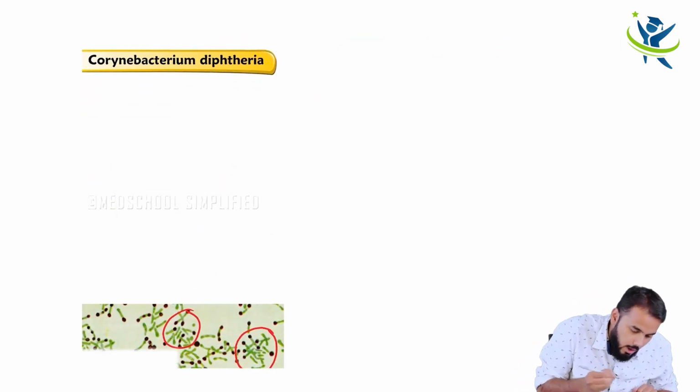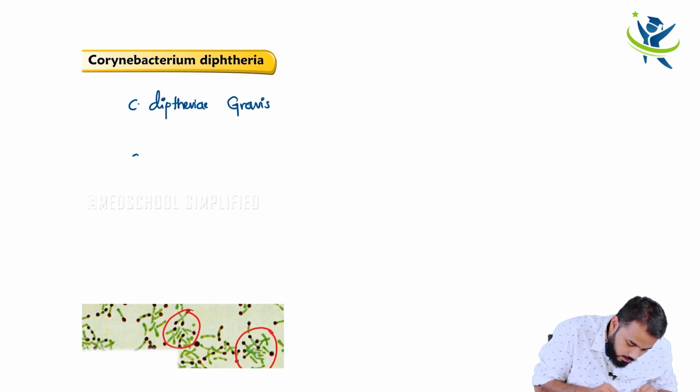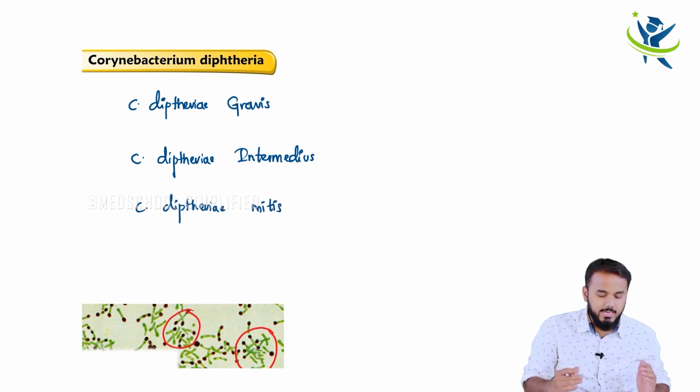Corynebacterium diphtheriae, how many types are there? Basically, we have C. diphtheriae gravis, right? We have also got Corynebacterium diphtheriae intermedius, and we have also got Corynebacterium diphtheriae mitis. So these are the three basic types.